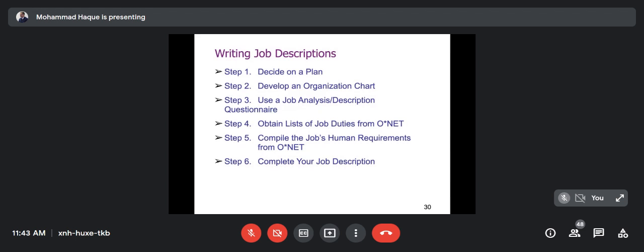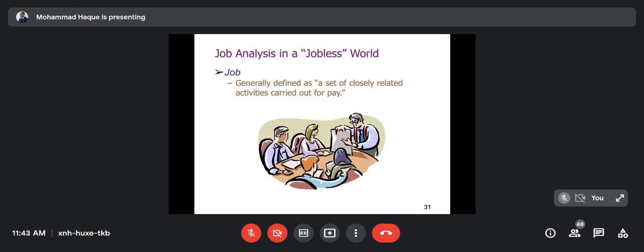And if you have got to write a job description, there are 6 steps: job analysis, decide on a plan, develop an organization chart, use a job analysis and job description questionnaire, obtain a list of job duties and responsibilities, compile the job's human requirements, that is the qualification, experience, human traits, etc., and complete your job description.